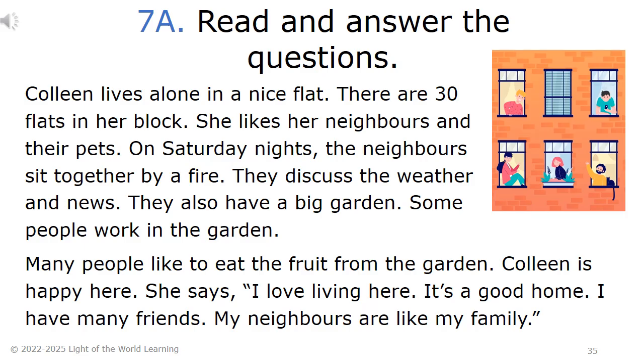7a. Read and answer the questions. Colleen lives alone in a nice flat. There are 30 flats in her block. She likes her neighbours and their pets. On Saturday nights, the neighbours sit together by a fire. They discuss the weather and news. They also have a big garden. Some people work in the garden. Many people like to eat the fruit from the garden. Colleen is happy here. She says, I love living here. It's a good home. I have many friends. My neighbours are like my family.